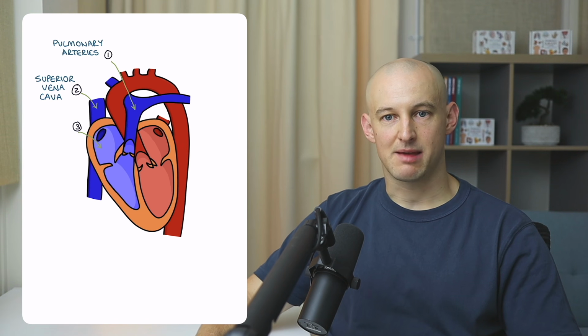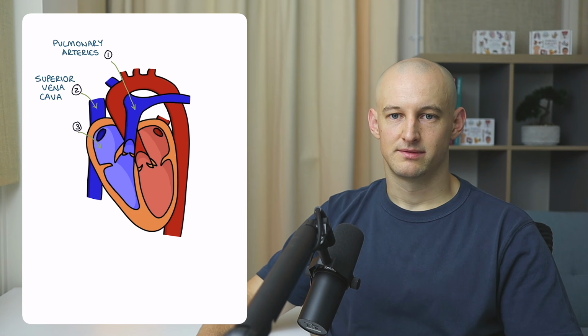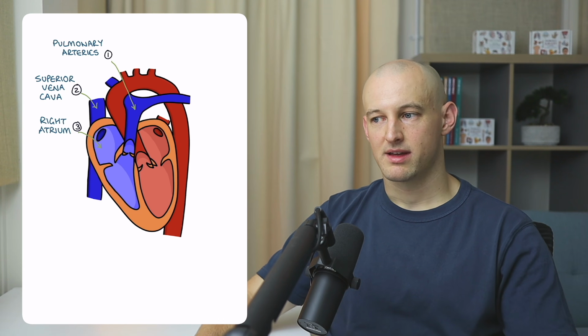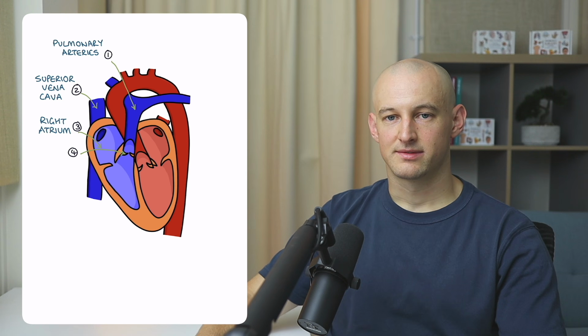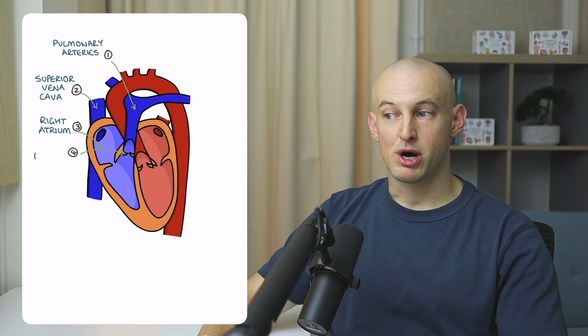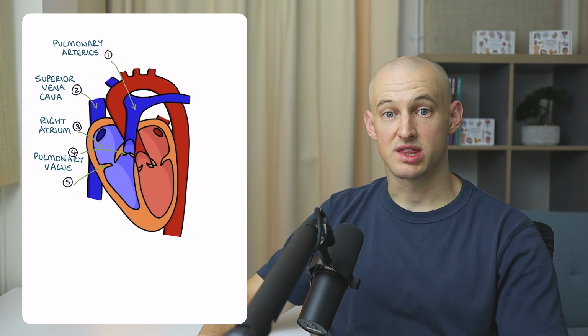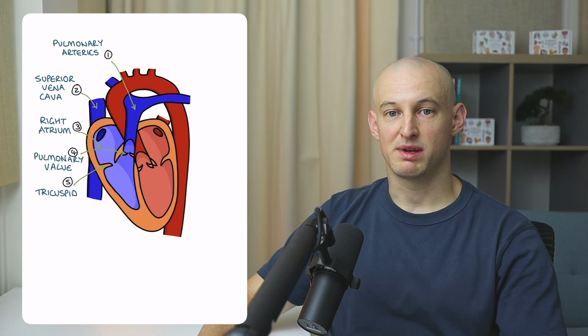Question 3. What is the name of this space on the top right-hand side of the heart? This is the right atrium. And question 4, what is the name of this valve here? It's the pulmonary valve leading into the pulmonary arteries. Question 5, what's the name of this valve between the right atrium and this bottom chamber? This is the tricuspid valve.